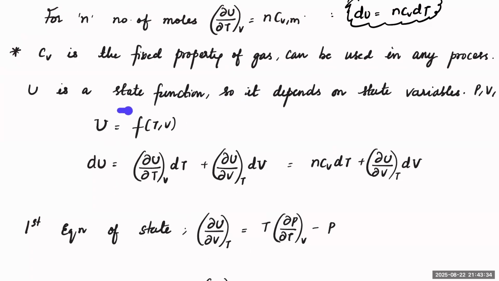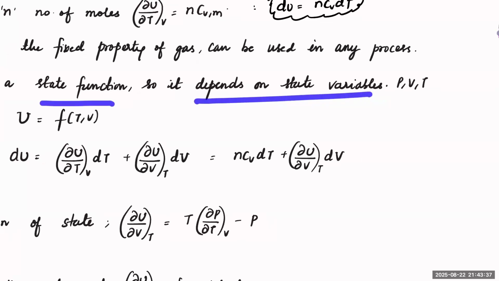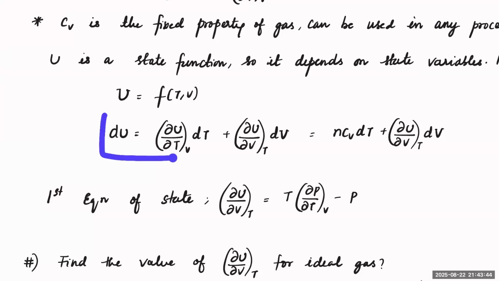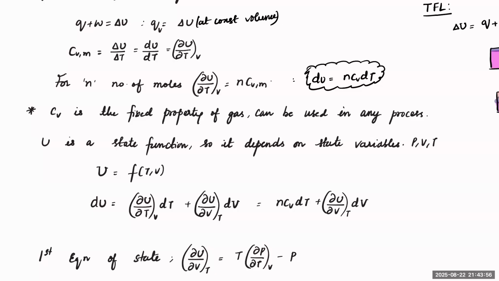Next, if U is a state function and it depends upon state variables like P, V, T, let's say it is dependent on temperature and volume. Then we can write this equation: du is equal to (dou u by dou T) at constant volume into dT plus (dou u by dou V) at constant temperature into dV. Now, just above, if you notice, du by dT at constant volume, we can replace with nCvm. So this entire value can be replaced as nCv delta T.